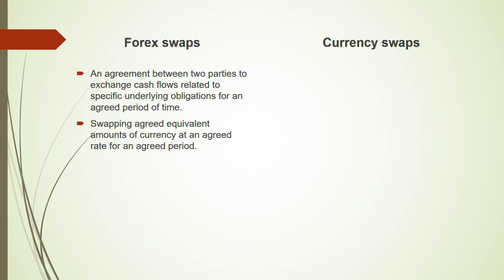swapping an agreed equivalent amount of currency at an agreed rate for an agreed period. Okay, the rate will be agreed and for an agreed period. You are swapping the equivalent amount of currency. Third, this is mostly called fixed for fixed. Okay, fixed rate for fixed rate swap.